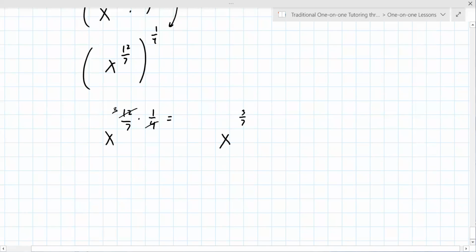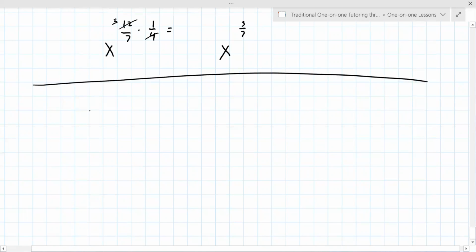Okay, let me give you another one here to try, and take another opportunity to see if you can get it right. x to the 7/3 to the 1/2 power. Okay, give that one a try, please.